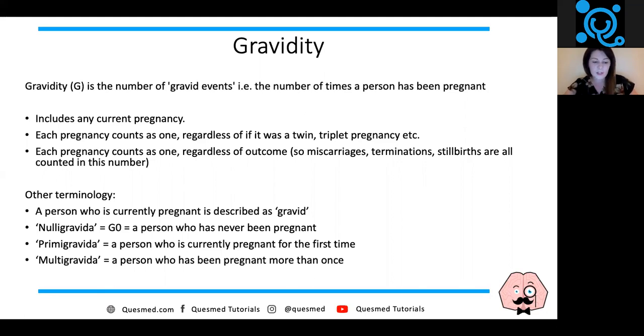This includes any current pregnancy, and each pregnancy counts as one, regardless of if it was a twin or triplet pregnancy. Each pregnancy also counts as one, regardless of outcome. So miscarriages, terminations, and stillbirths are all counted in this number.